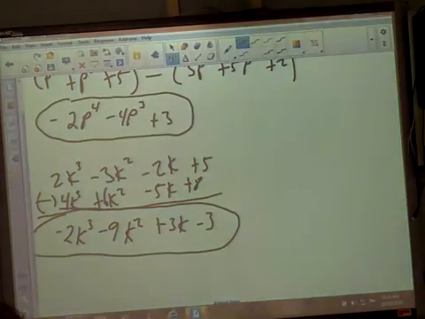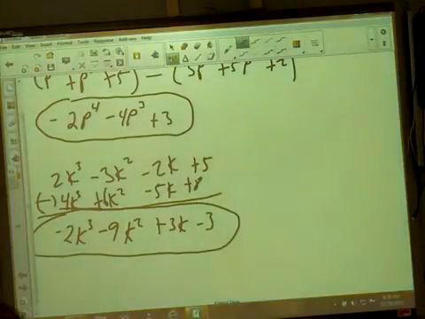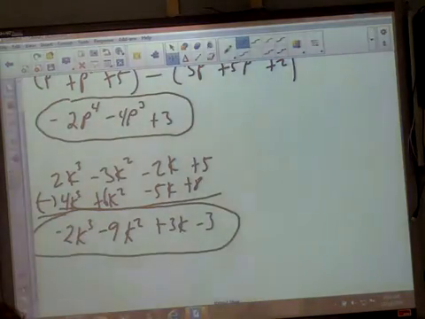Is that a wrap? Almost. We'll give you one with both steps. That's a polynomial.